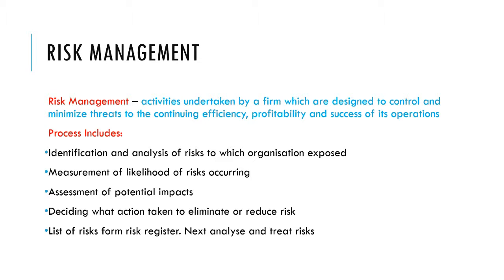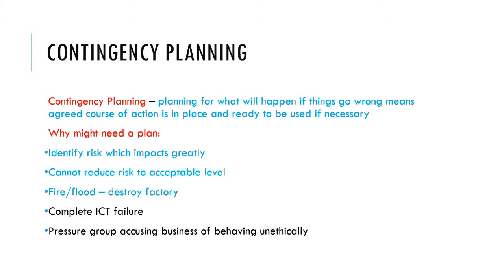Then take the list of risks to form a risk register, and then you analyze and treat these risks. And this is where contingency planning comes in, which is whenever you plan for what will happen if things go wrong, which will mean there'll be an agreed course of action in place, which will be ready to be used if necessary. Why will you need a plan? Well, the plan will identify the risks which will greatly impact the business. You cannot reduce the risk to an acceptable level without this contingency plan.